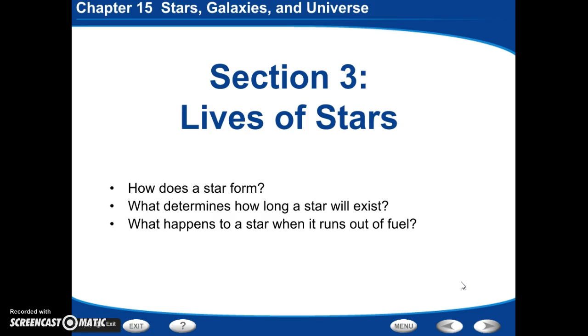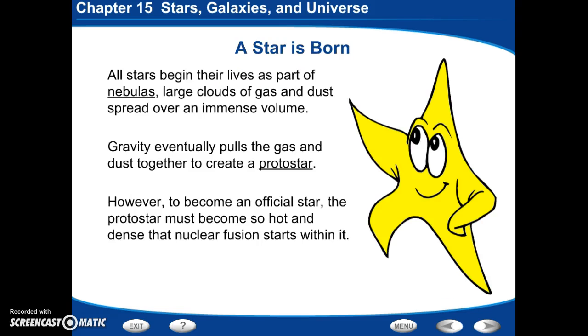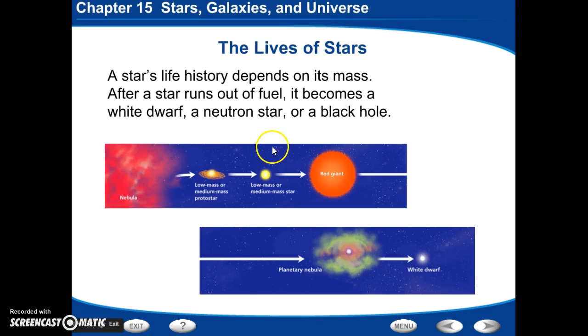Okay, section 3: how does a star form? How long will it exist, and what happens when it runs out of fuel? All stars begin their lives as part of nebulas, large clouds of gas and dust spread over an immense volume. Gravity pulls them together, and you get what you call a protostar. But in order to become an official star, the protostar must become so hot and dense that nuclear fusion starts. So a star is born when nuclear fusion starts, not when it becomes a protostar.